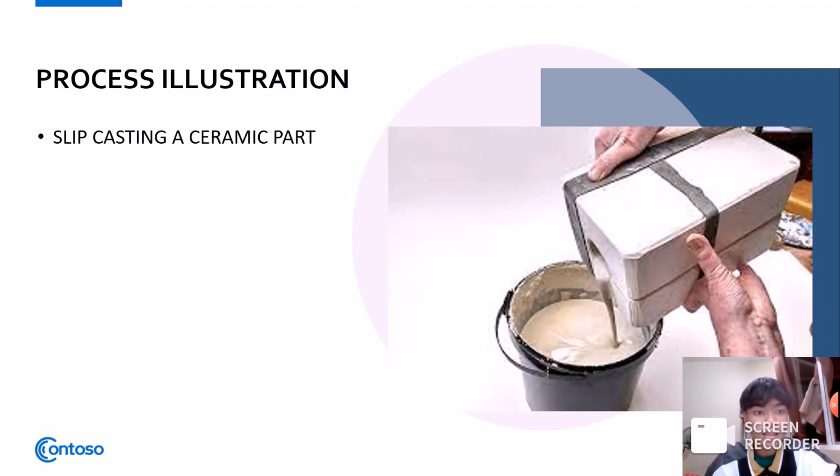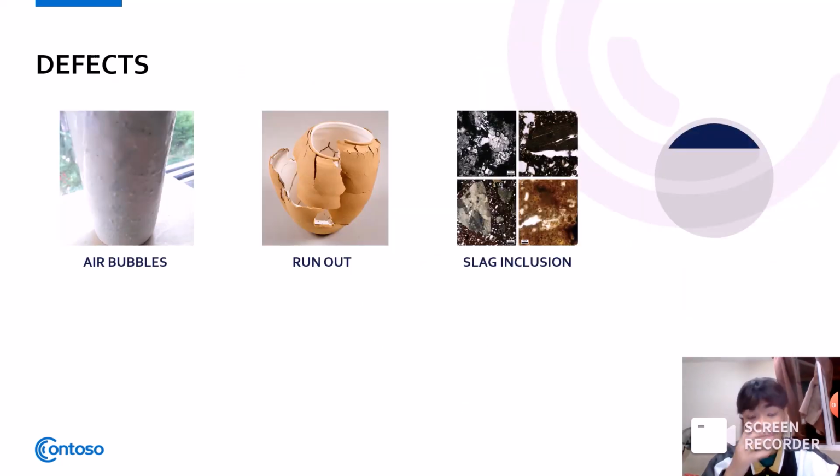Next is the process illustration, which will be discussed later in the video, which involves slip casting a ceramic part. So the defects on ceramics, there's three. First is the air bubbles, run out of ceramics, and slag inclusion.